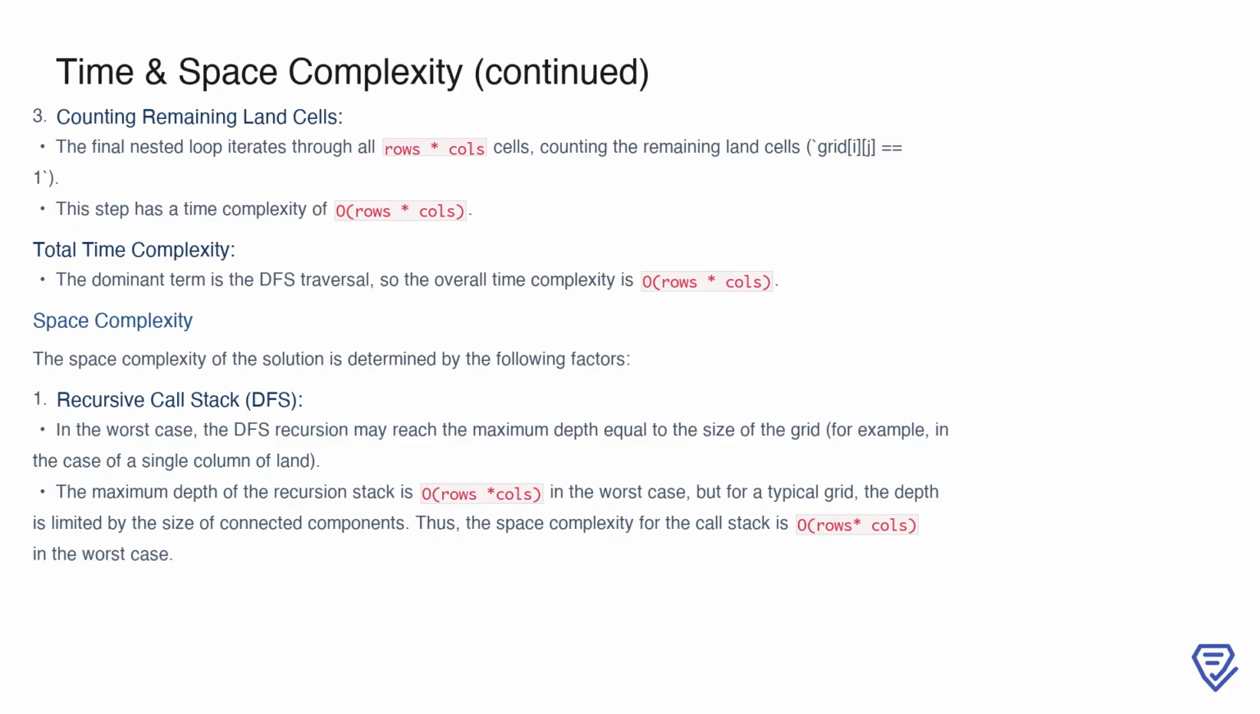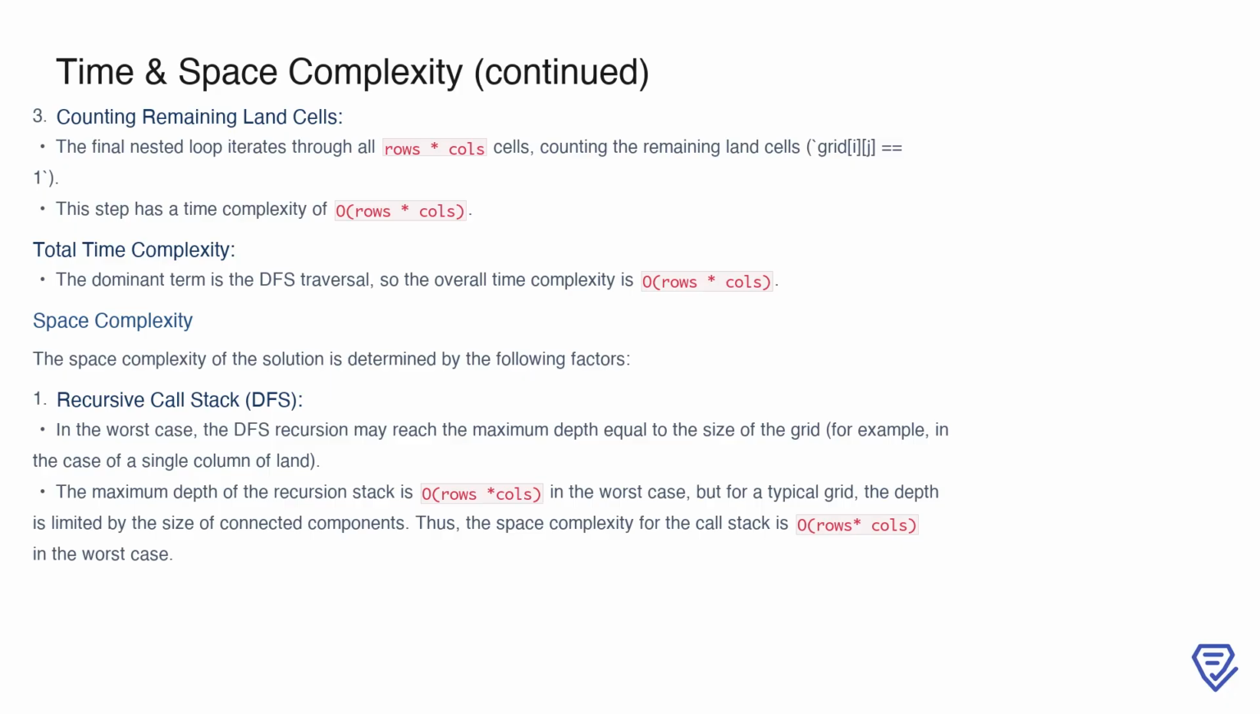Next, we consider the time complexity of counting the remaining land cells. After all DFS traversals are completed, the algorithm performs a final nested loop over the grid, checking each cell to see if it still contains land, indicated by a value of 1. This step involves iterating through all rows and columns, resulting in a time complexity of O(rows * cols). When we combine this with the earlier DFS traversal, the dominant term in the time complexity remains O(rows * cols).